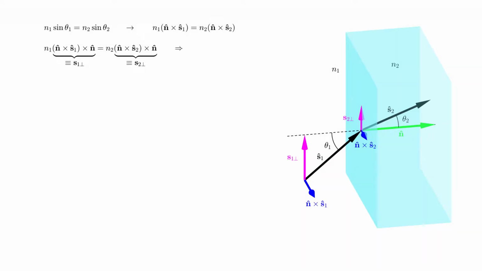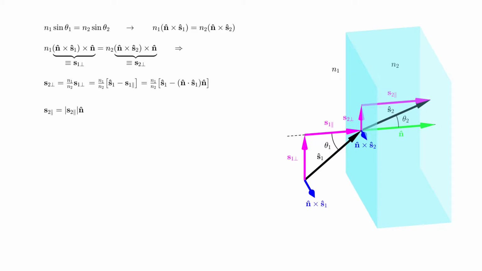We can then attempt to isolate this component. We can do this by writing the perpendicular component of s1 hat as s1 hat minus its parallel component. This parallel component can then be written as the dot product of n hat and s1 hat times n hat. This means that we have managed to express the perpendicular component of s2 hat in terms of known quantities only. If we can somehow do the same for its parallel component, we can simply take their sum and we're done.